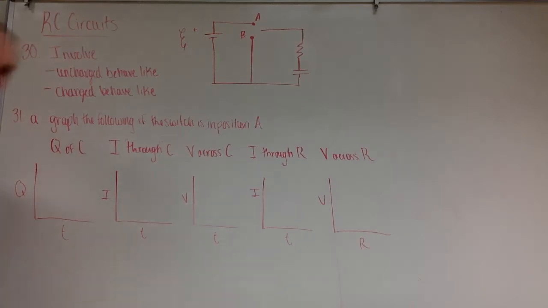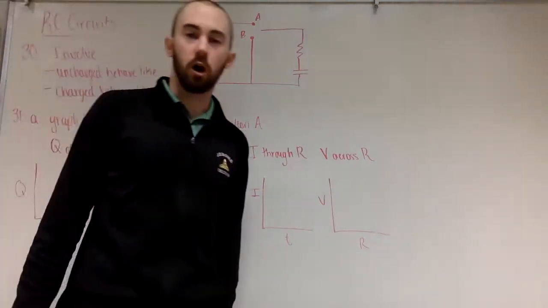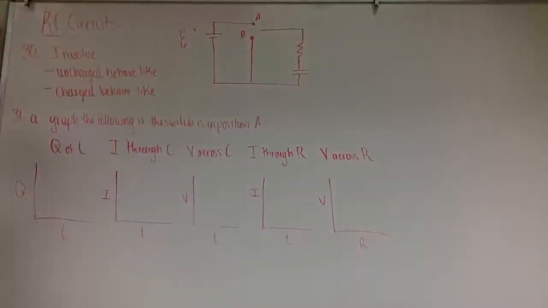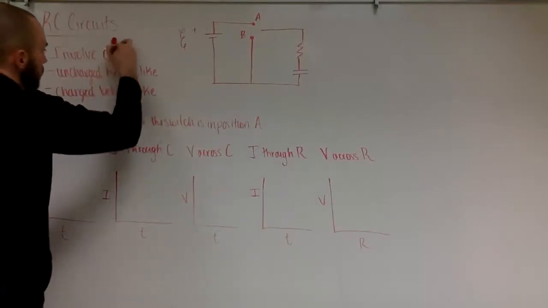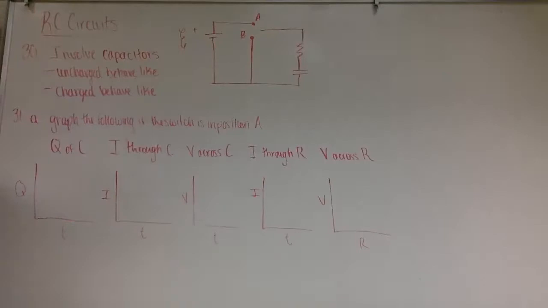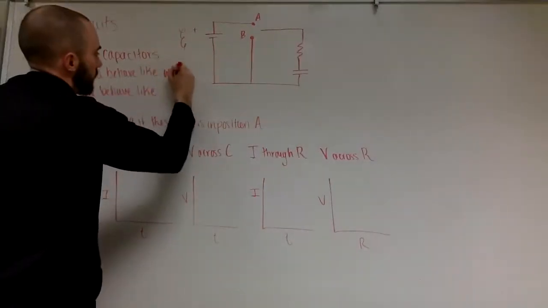Okay, so the last thing we have to do in this unit is RC circuits. R meaning resistor, C being capacitor. So there are circuits that contain resistors and capacitors. So RC circuits involve capacitors. Now, a capacitor is going to behave like a wire when it is uncharged.